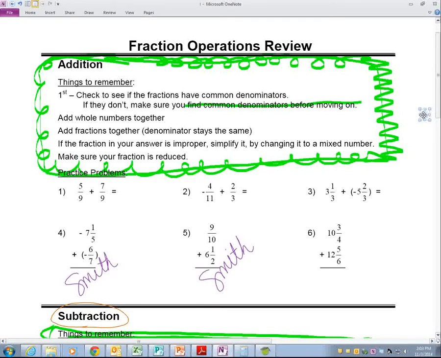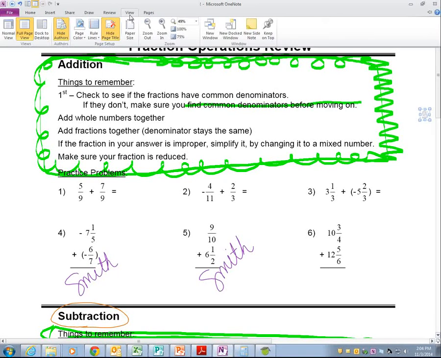So we are going to add whole numbers together. We are going to add fractions together. The denominator stays the same. If the fraction in your answer is improper, simplify it by changing it to a mixed number. And make sure that your fraction is reduced. Now, it says there to add the major numbers, but when you guys were doing this on your fraction quiz last month or 2 months ago, whatever it was now, there's a lot of mistakes that were being made with that. Your safest bet would be to just create an improper fraction no matter what. Okay? Just create an improper fraction no matter what. So we're going to be doing that with a lot of them.